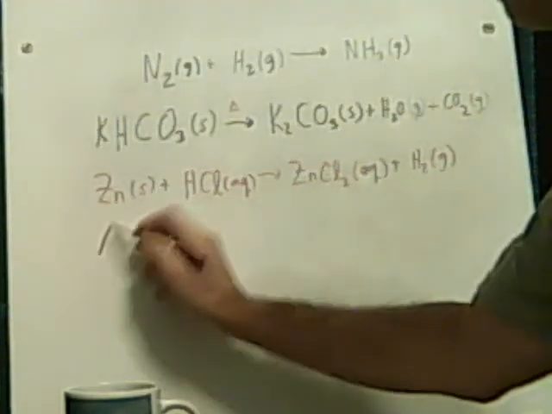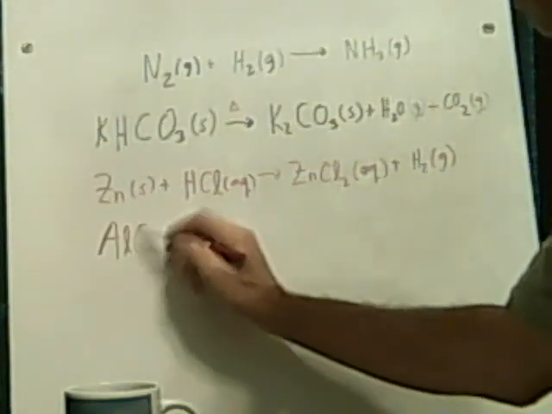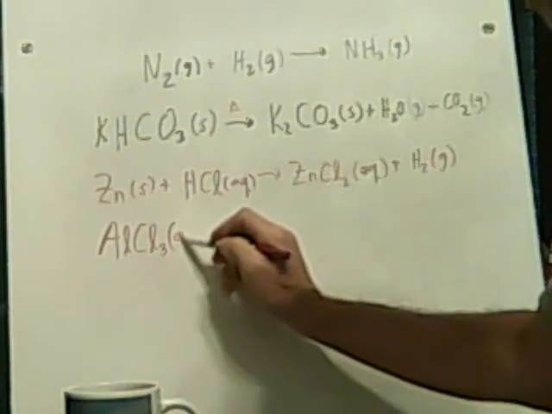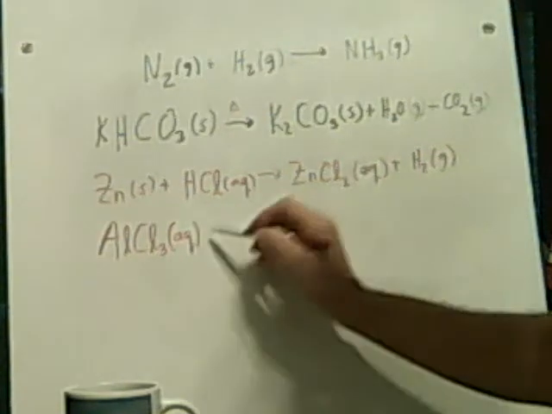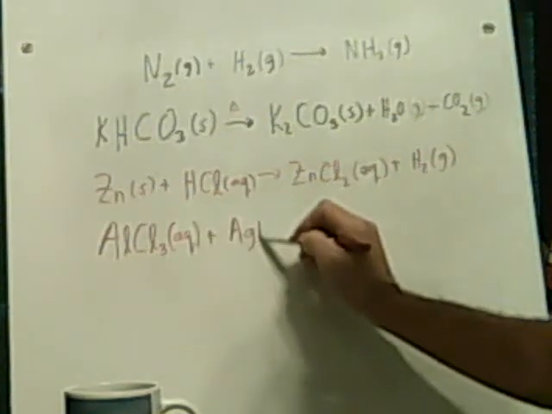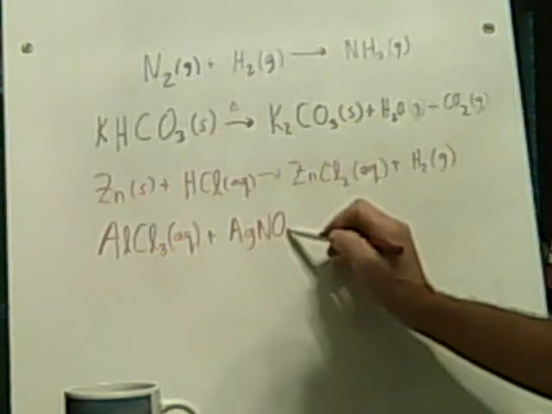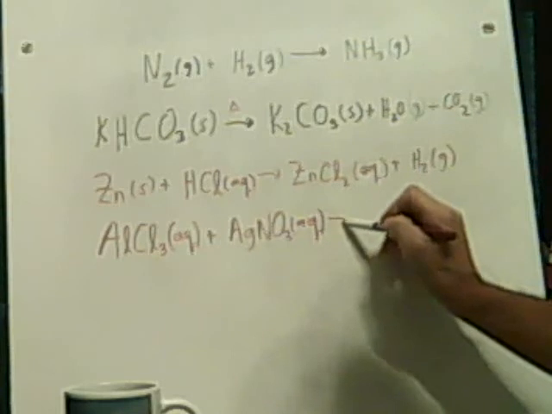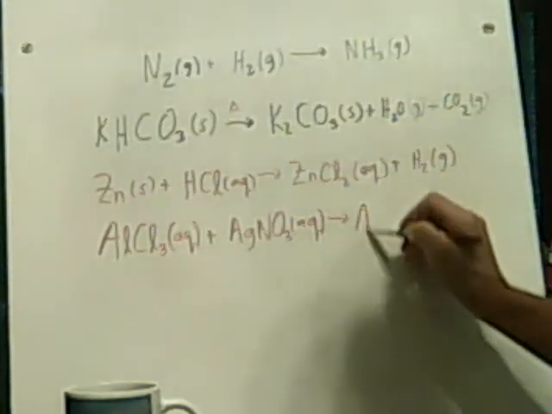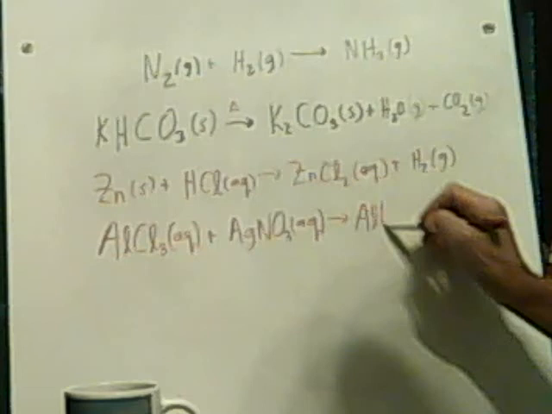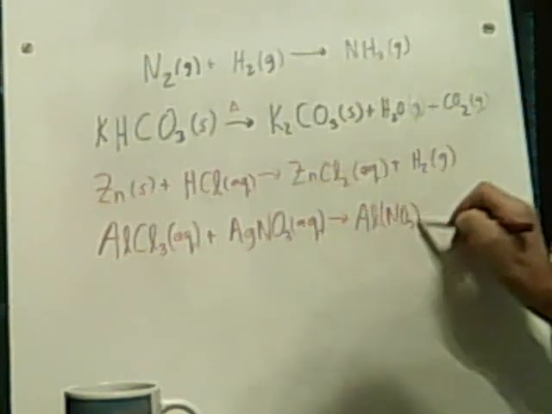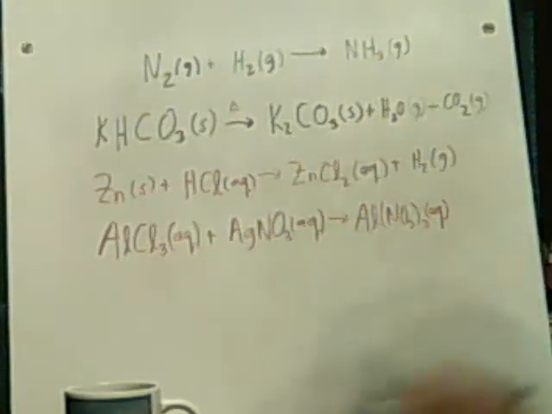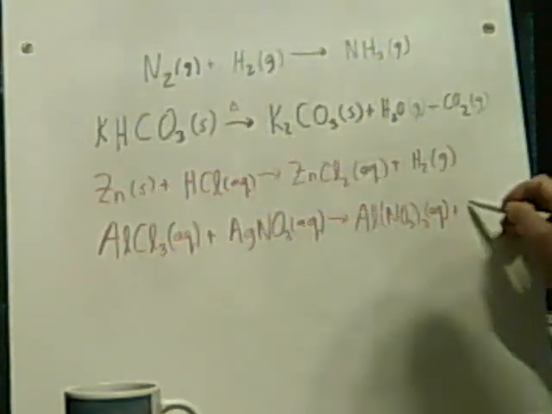Okay, the next one is aluminum chloride, aqueous, plus silver nitrate. Silver nitrate is very common, used in the lab on these types of experiments. Okay, and this makes aluminum nitrate plus silver chloride.